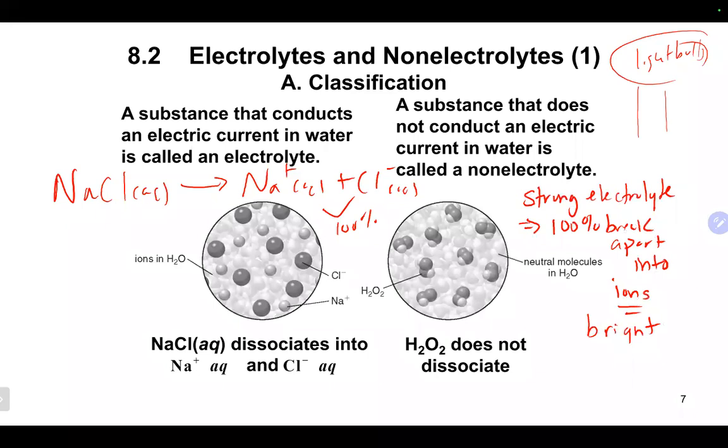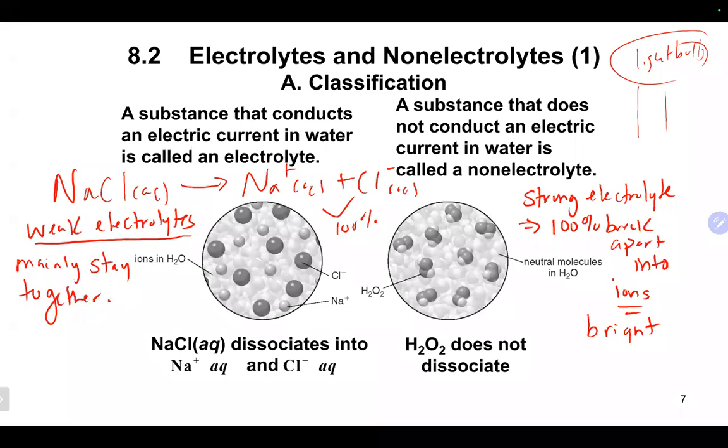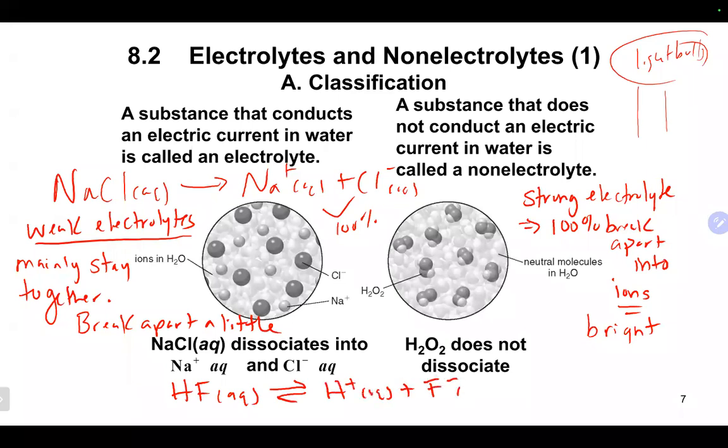There are electrolytes that are weak electrolytes. And unlike strong electrolytes, weak electrolytes will mainly stay together, but they will break apart a little bit. So something like hydrofluoric acid is a weak acid, also a weak electrolyte. When it goes for a swim, it will break apart into H plus and F minus.